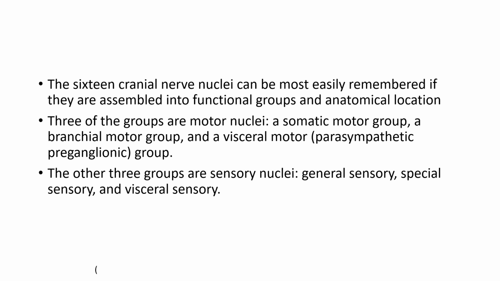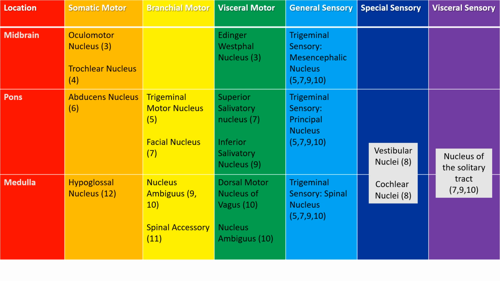So 3 of the groups are motor nuclei: a somatomotor group, a branchial motor group, and a visceral motor or parasympathetic pregang group. The other 3 groups are sensory, so it's general sensory, special sensory, and visceral sensory. So this chart is in your book. It's not as colorful in the book, but it is medulla, pons, midbrain, and where the nucleus or the nuclei are. Okay? So if this helps you kind of coordinate where the nuclei are, great. I put this in here so you could rewrite that, because I always like to rewrite things when I'm studying them. That's just a study tip, a study tool there for you.